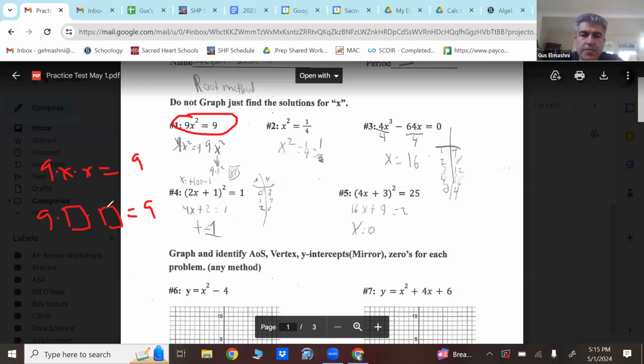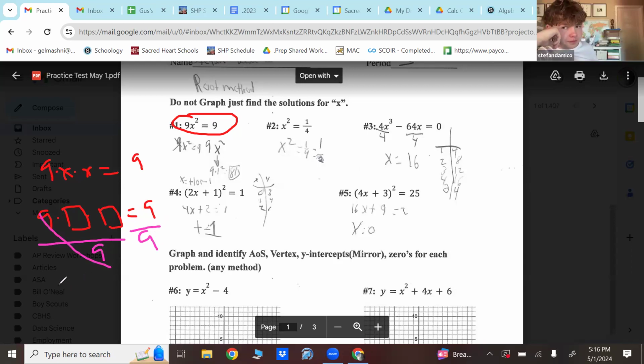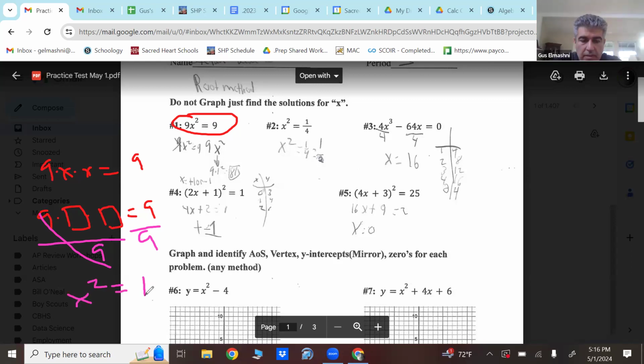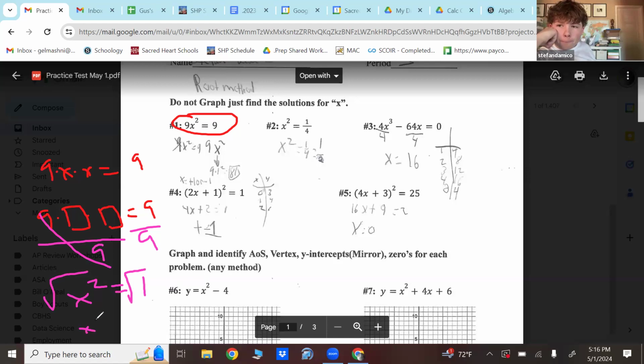But the thing is that our goal is to get x, or get the blank, by itself. So if I'm multiplying all these blanks by 9, I probably should divide by 9, right? That's the opposite of multiplication: division. We know this, right? So by doing that, these cancel. So you have x squared in this case equals 1. So basically what you're saying is that a number times itself equals 1. Now, if you're squaring, the opposite of squaring is square rooting. And of course, the square root of 1 is 1. But because you're square rooting, you've got to put plus or minus.